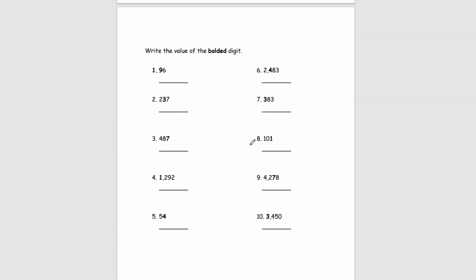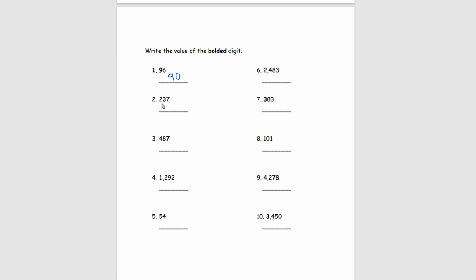Moving on to our third page, here we have write the value of the bolded digit. For number 1, we have 96, and the 9 is bolded. Since we're writing the value of the bolded digit, we have to write how much this 9 means. Since there are 2 digits, the 6 is simply 6, and the 9 means that there's 9 tens, so our value for this 9 is 90.